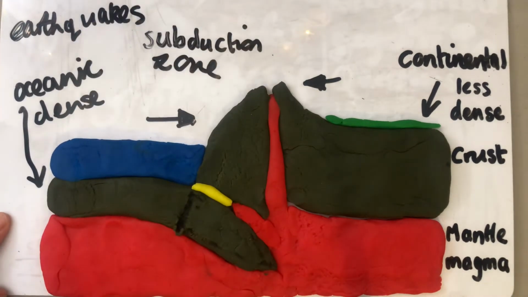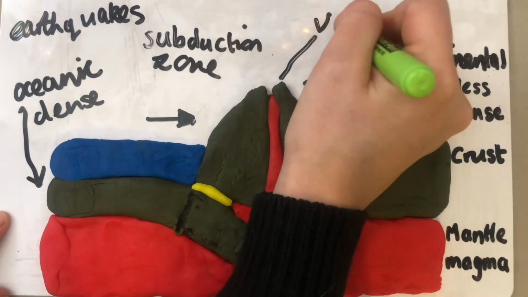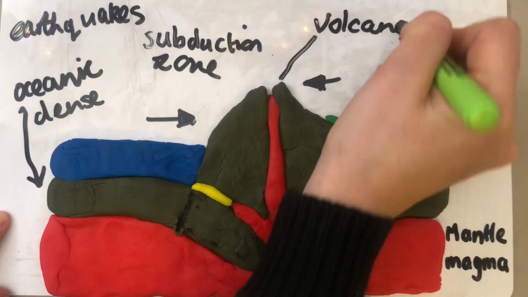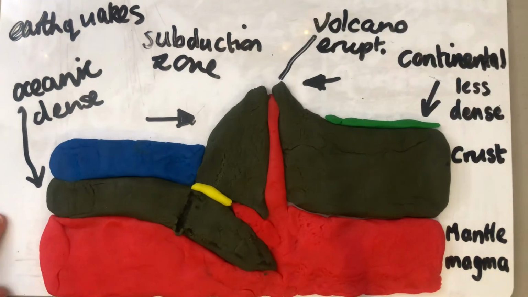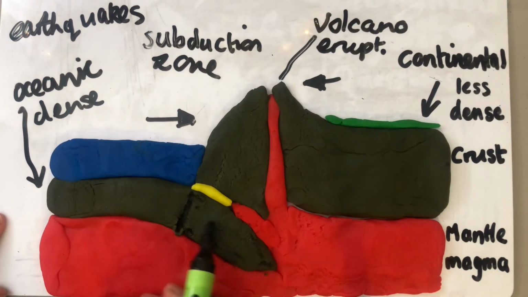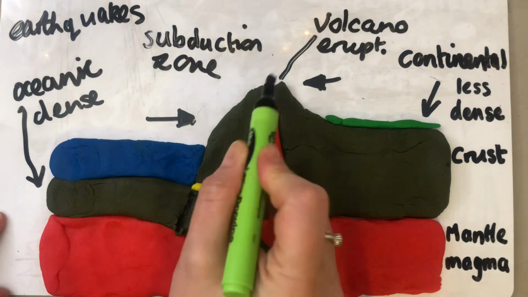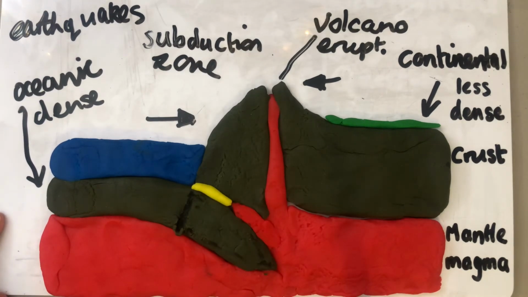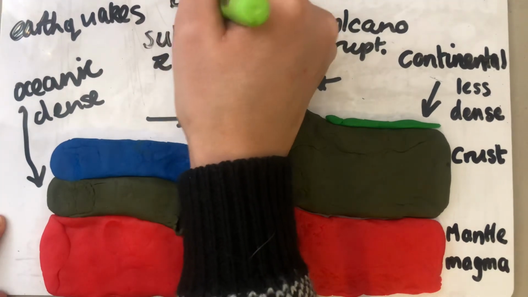In addition, we get these things here as well. We get volcano eruptions. Because this bit of plate goes underneath the earth and it starts to melt. We get magma under here. Some of this magma will push up through the plate and we'll get a volcanic eruption. So that's the basics of our destructive.